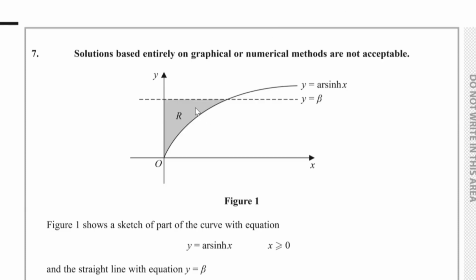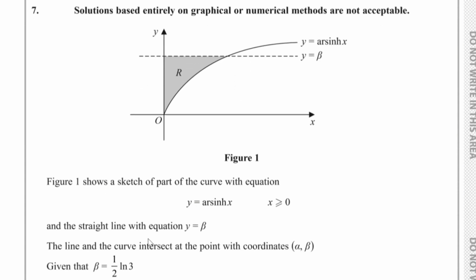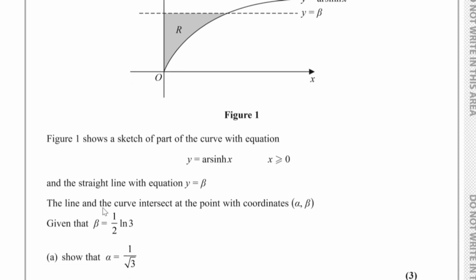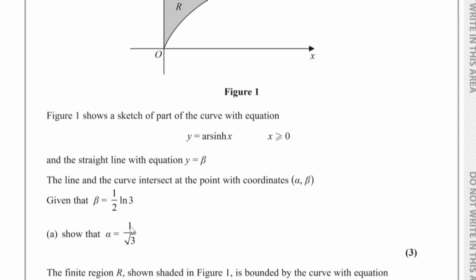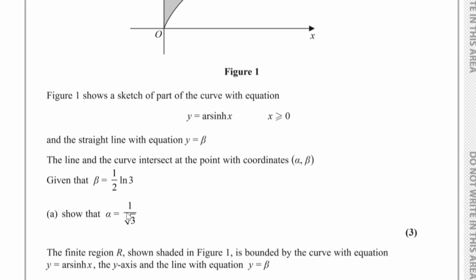Question number 7. Solutions based entirely on graphical or numerical methods are not acceptable. Now, we've got figure 1 over here, which shows a sketch of part of the curve with equation y equals the inverse hyperbolic sine of x, where x is greater or equal to 0. And we've also got this straight line with equation y equals beta. The line and the curve intersect at the point with coordinates alpha, beta. We're given that beta is a half times the natural log of 3. We have to show that alpha is equal to 1 over the square root of 3.